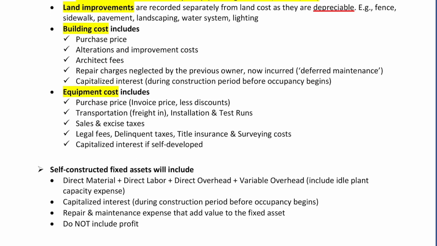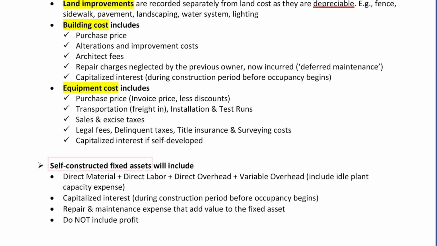And then on the third bullet on this page, we're looking at self-constructed fixed assets. So put a box around that. And that includes highlight direct material, direct labor, direct overhead and variable overheads. And you can also have capitalized interest during the construction period before occupancy begins. And we're going to talk about that in a couple of pages. So right there, page F316.